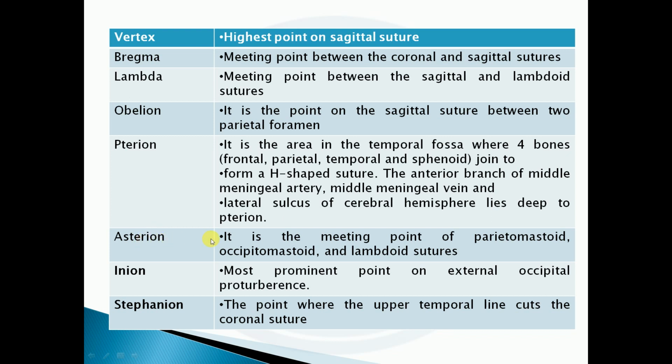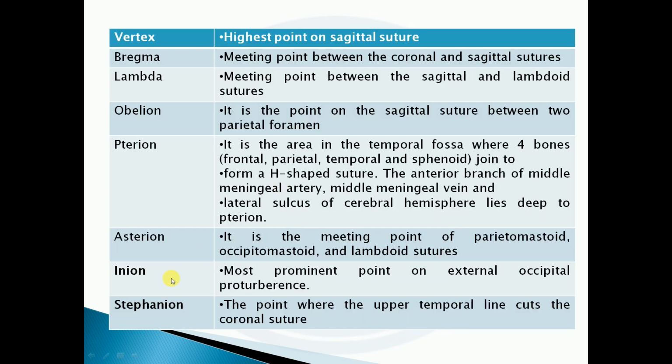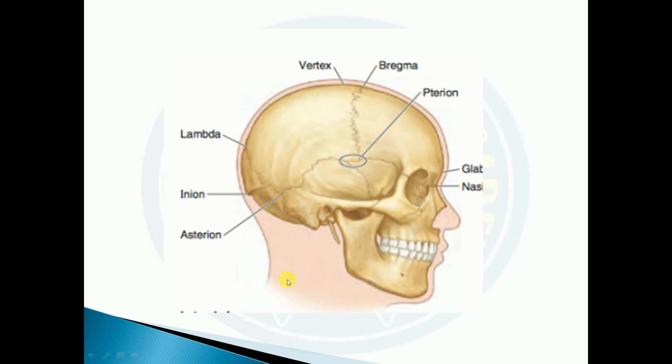Asterion. After pterion, the asterion is the meeting point of the parietomastoid, occipitomastoid and the lambdoid sutures. This is asterion. Inion. Most prominent point on the external occipital protuberance. This point is inion.